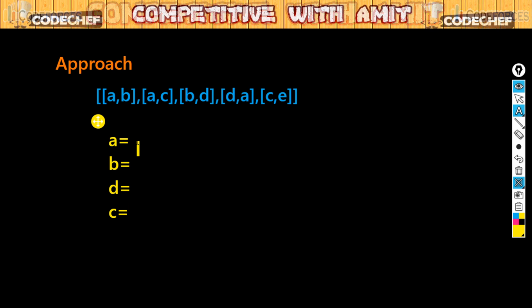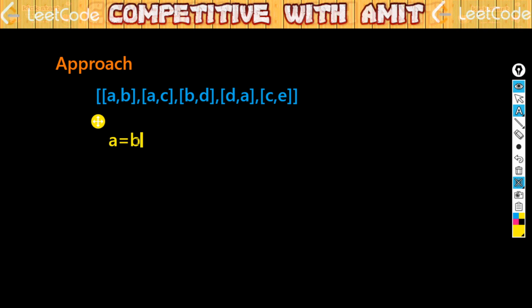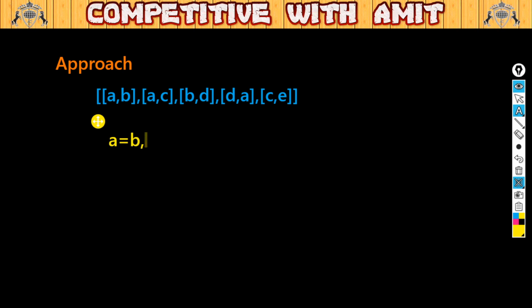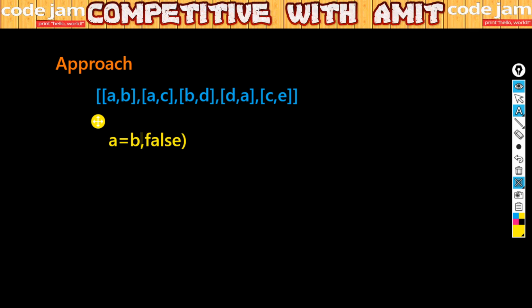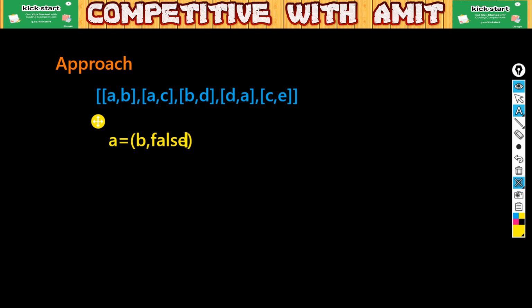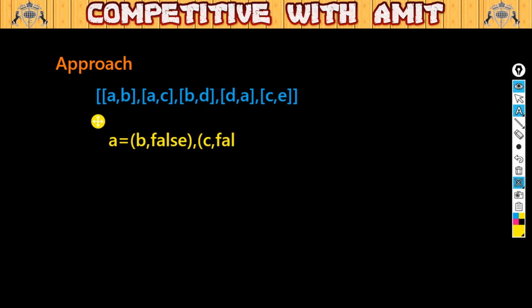Now in this case, if we solve by writing, A maps to B. Now we will take one more value with B, a true or false value indicating whether it is taken or not. If at construction time it is not taken, we will assign the first value as this. Now our second value will be C, comma, false.